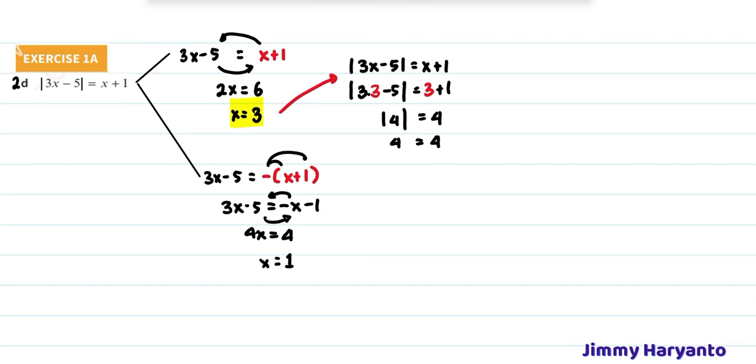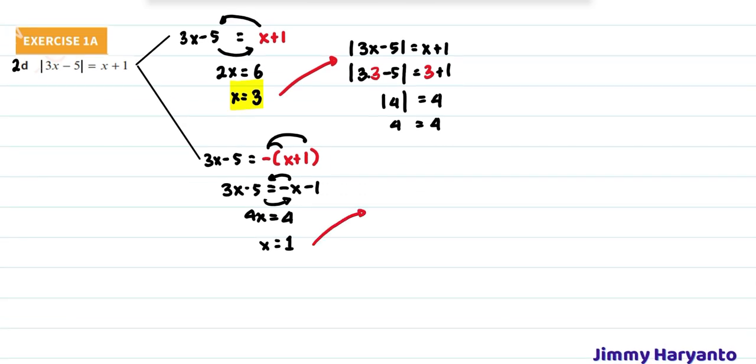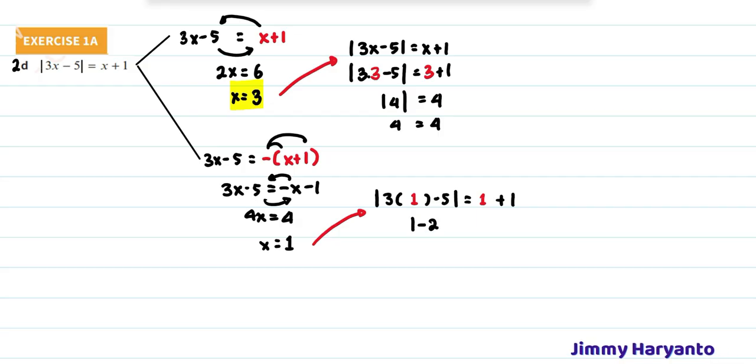And then let's try x equals 1. For x equals 1, that means absolute value of 3 times x minus 5 equals x itself plus 1. So you input x as 1. And then this one is absolute value of negative 2. This one is 2. So 2 equals 2, it is the same also, that means x equals 1 is also a solution. So the solution in this question is x equals 3 and x equals 1.